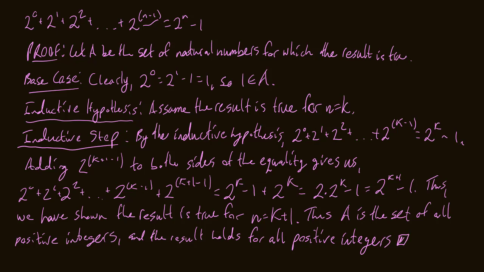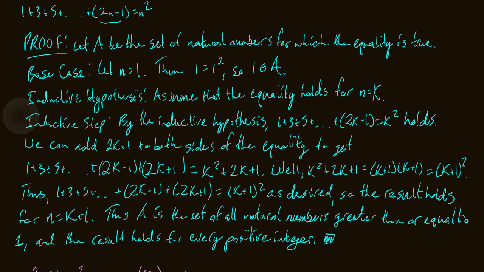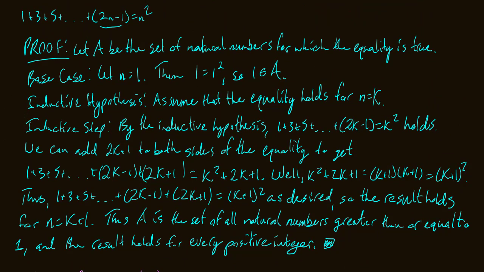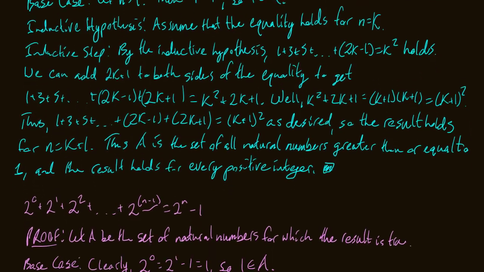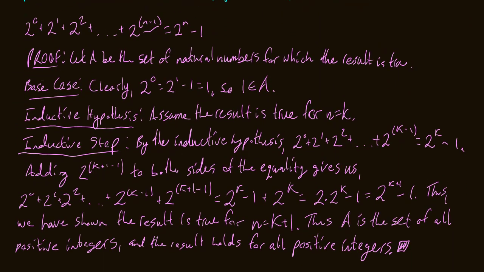Now, real quick, don't click off the video. I just want to say something about induction. You'll notice that in both of these proofs, proof by induction is very, very methodical. We let A be the set of natural numbers for which the equality is true. Base case. Inductive hypothesis. The only thing that differs really is the inductive step. That's the quote unquote hard part of a proof by induction, is getting from the result holding for k to showing that it holds for k plus 1.